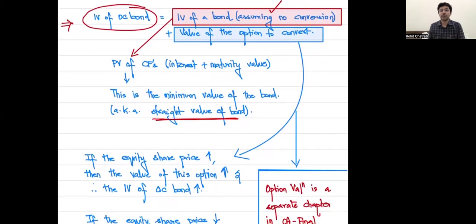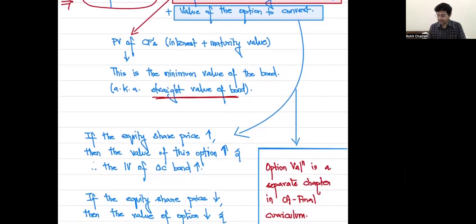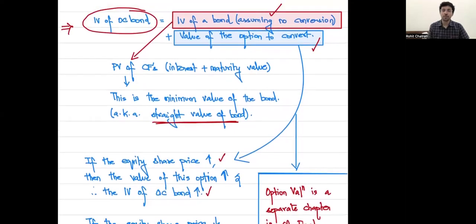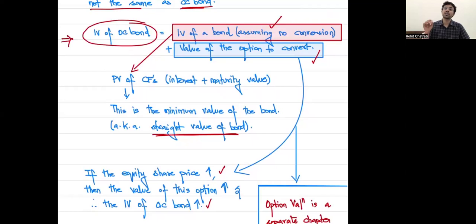But one thing you have to remember is, if the equity share price is rising, then this option is going to rise in value. The value of that right to convert it into equity shares is going to increase with the share price increase, and therefore the intrinsic value of the optionally convertible bond also increases. If the equity share price is decreasing, then this option contract value is going to go down. It will go down to zero if the equity price crashes, and therefore the intrinsic value of the optionally convertible bond will be exactly equal to the straight value of a bond.